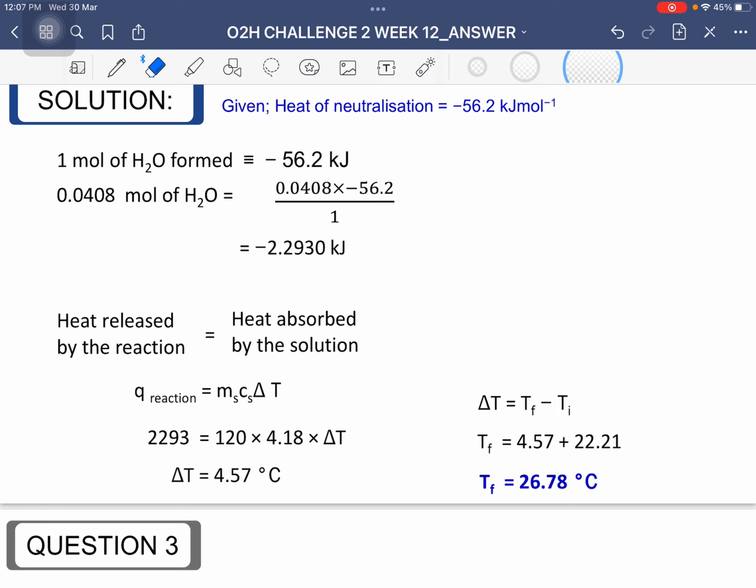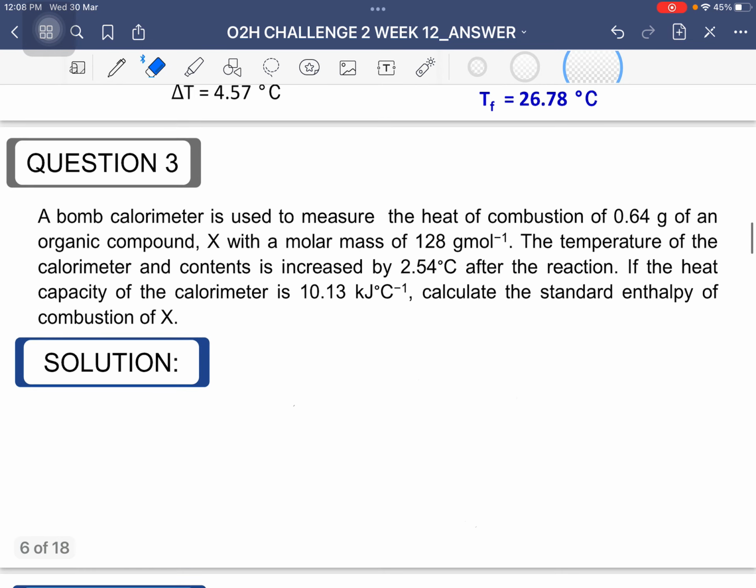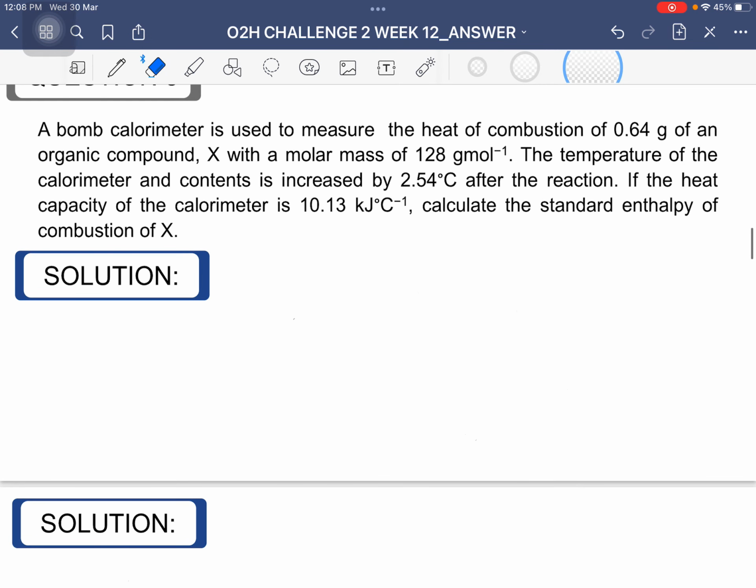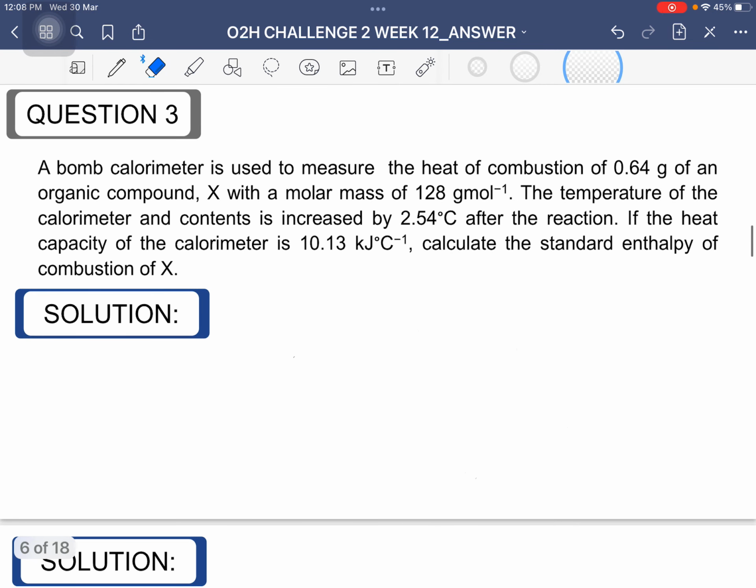Initial temperature dia adalah 22.21. So bila kita campurkan, heat released is absorbed by the solution. So maksudnya bila solution tu absorb heat, temperature dia akan bertambah lah, daripada 22.21 bertambah sebanyak 4.57. So final temperature dia adalah 26.78.